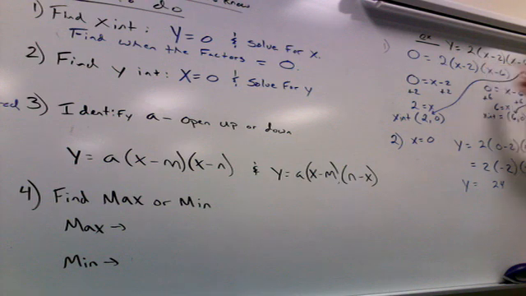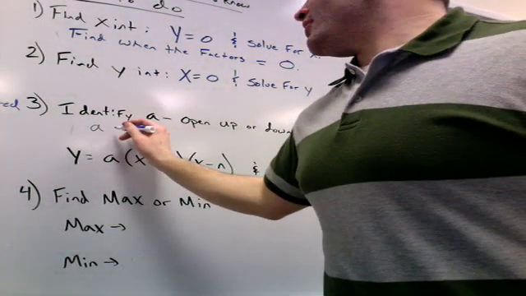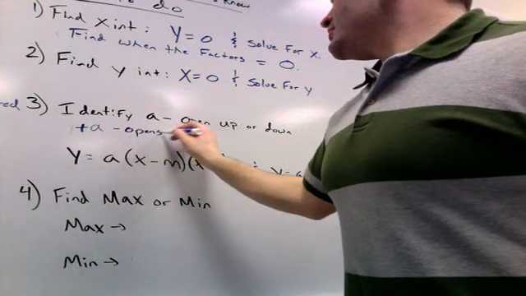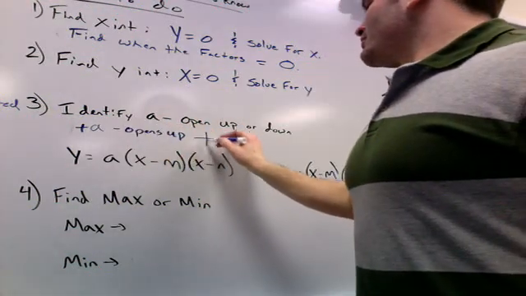What's my A value in this equation? Look back at our general form: A times x minus m times x minus n. So what's my A value? It's the 2. Is the 2 positive or negative? Positive. And we said that this was going to open which way? Up. So when A is positive, it opens upward. Looks like a U.